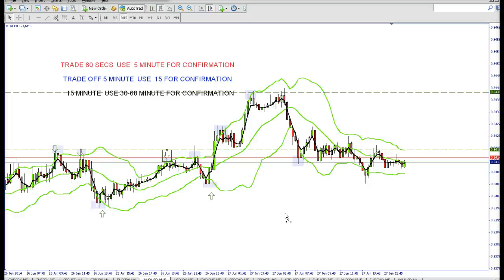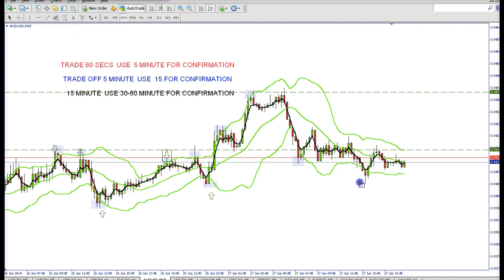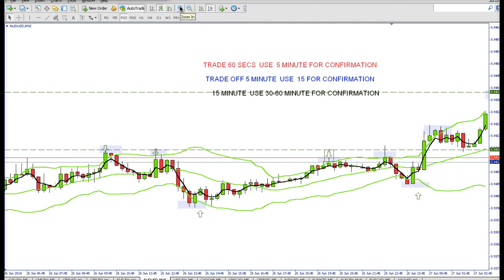So if I'm looking at a 15-minute chart and I see, for example, here price came back down to the lower band of the Bollinger, normally that is a support level and I'd be looking to buy. And if I'm trading off the 5-minute, then I'd like to see this on the 15-minute and the 5-minute chart as well. Make this bigger. I don't think you can see it very well.